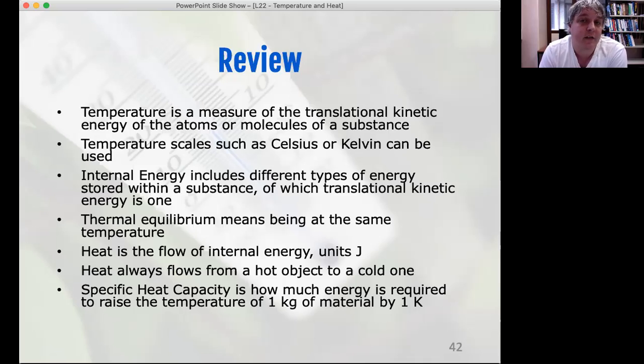The reason I'm leaving that until lesson 24 is that we're going to look at phase changes as well. So we're going to talk a little bit more about thermal physics in general. And then at the end of the third lesson on thermal physics, we'll tie that all together with a few examples on calculating heat changes and energy.